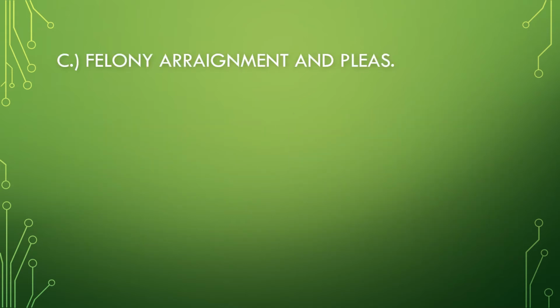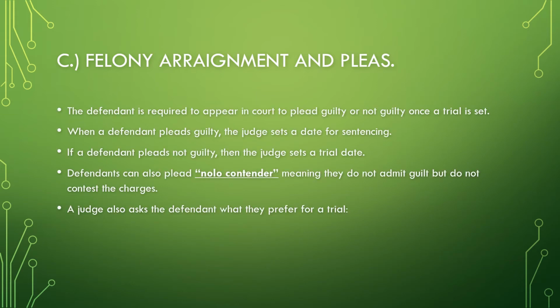Felony arraignment and pleas. The defendant is required to appear in court to plead guilty or not guilty once a trial is set. When a defendant pleads guilty, the judge sets a date for sentencing, and we'll be talking about sentencing in our next couple of classes here. If a defendant pleads guilty to the crime, admits to the crime, then the judge will set a date for sentencing, what their punishment may be.